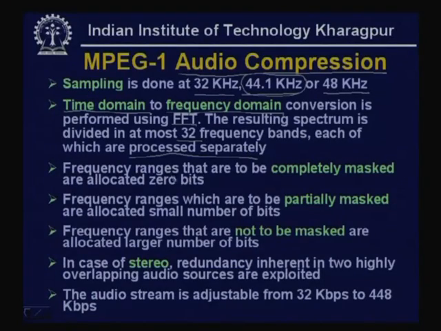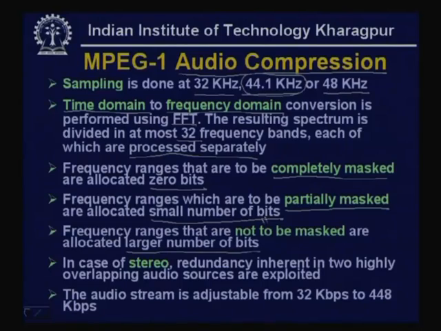For example, frequency ranges that are to be completely masked are allocated 0 bits. Frequency ranges which are to be partially masked are allocated a smaller number of bits. On the other hand, frequency ranges that are not to be masked are allocated a larger number of bits. So, higher precision is allocated to frequency ranges to which our ear is more sensitive, lower precision to less sensitive ranges, and 0 bits to those which are not at all audible to the ear.